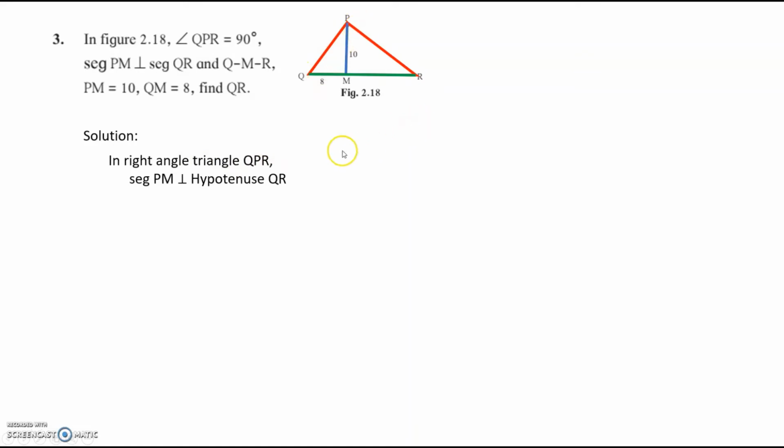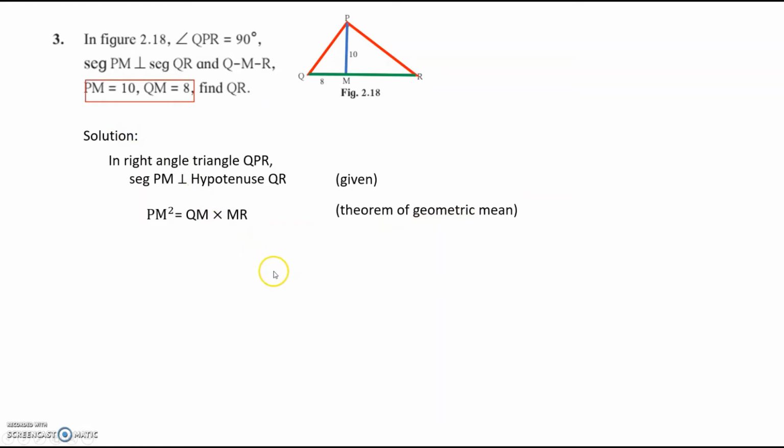In right angle triangle QPR, segment PM is perpendicular to hypotenuse QR, given. So we'll apply the geometric mean property, that is PM square is equal to QM into MR. Theorem of geometric mean. Let's substitute the values. PM is 10, QM is 8. So let's put it 10 square is equal to 8 into MR. 10 square is 100, and when 8 goes on the other side, it will be divided, 100 divided by 8, and so we will have 100 upon 8 is equal to MR. So when you reduce it, you will get MR equal to 12.5 units.